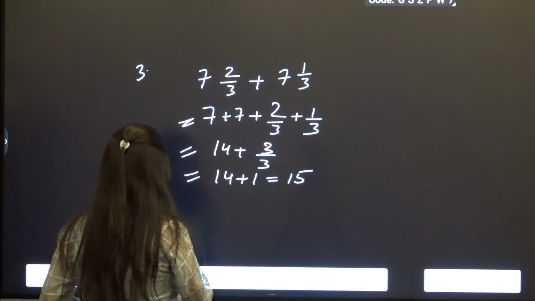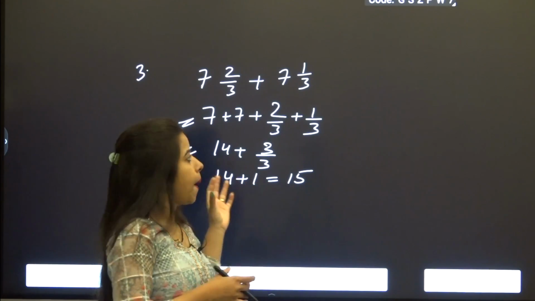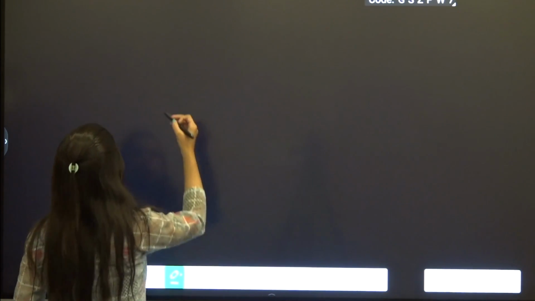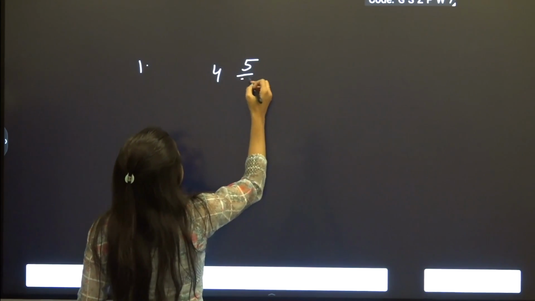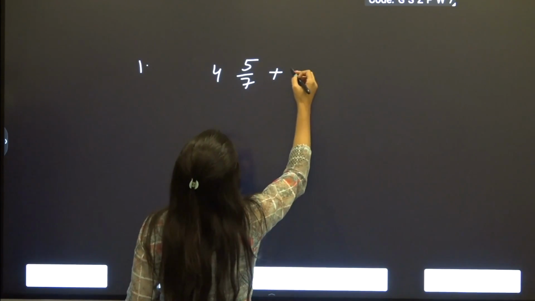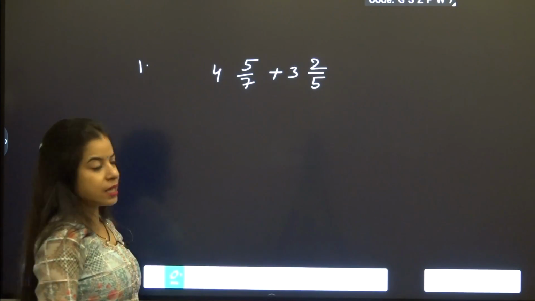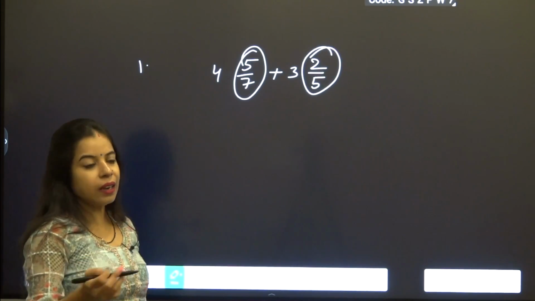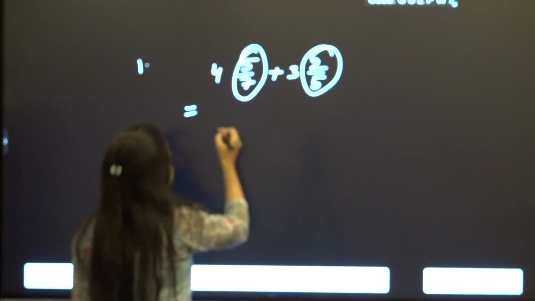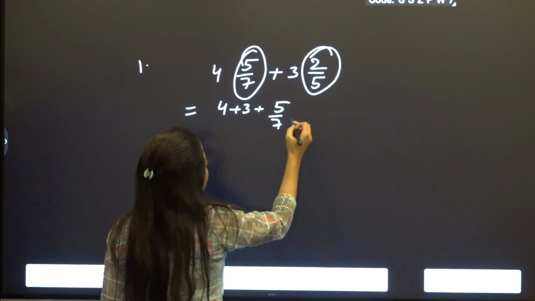Fine. Let us take the case when the proper fractions in the mixed fractions are unlike fractions. For example, we have 4 5 by 7 plus 3 2 by 5. Here we can see that 5 by 7 and 2 by 5 are unlike fractions. So how are we going to handle this? 4 plus 3 plus 5 by 7 plus 2 by 5.